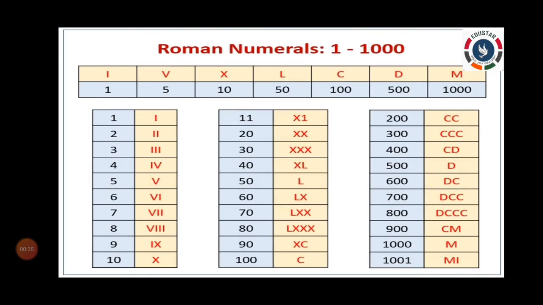Some Roman numerals are given from 1 to 1000. So you have to take a snap. This is mainly helpful for you to do the sum. So you have to study all those things thoroughly. Now I am going to explain once again how to write the Roman numerals.